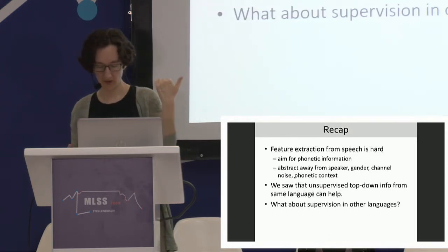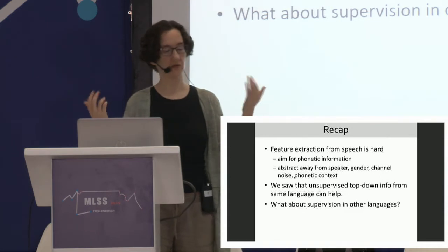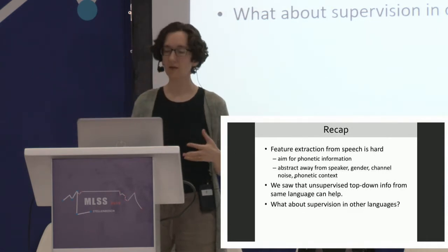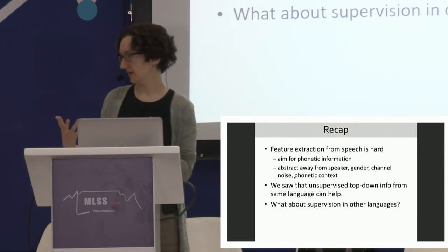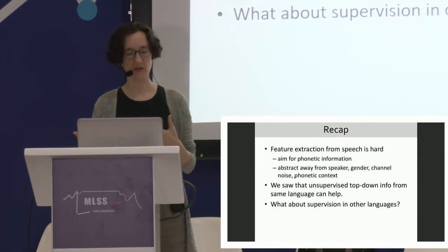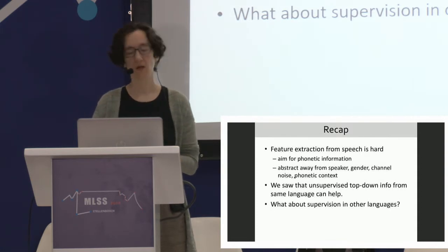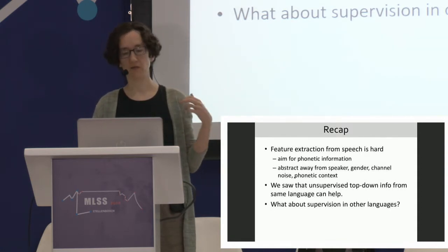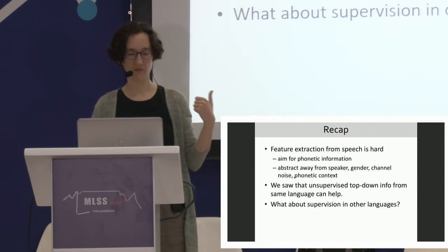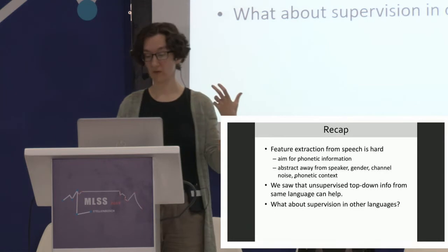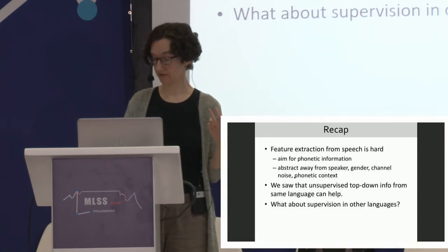Okay, so just to remind you where we were with thinking about feature representations. Feature extraction from speech is a hard problem because we're trying to get phonetic information out. We want to abstract away from things like the speaker and the gender and the channel noise and the phonetic context. And in the first part of the talk, I showed that unsupervised top-down information from the same language can help. And now we're going to ask, what about using supervision from other languages?